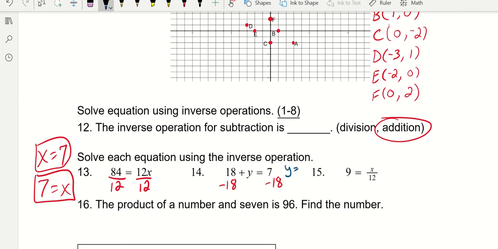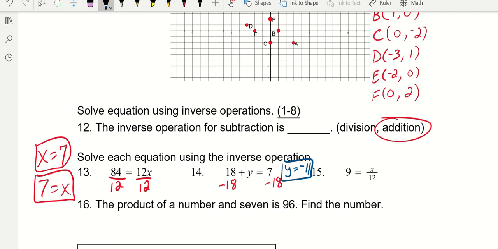So we get y equals 7 minus 18. Okay. Which number is further from 0, negative 18 or positive 7? Negative 18 is. So we know this is going to be negative. How far apart are 18 and 7? They're 11 apart. So y is equal to negative 11.